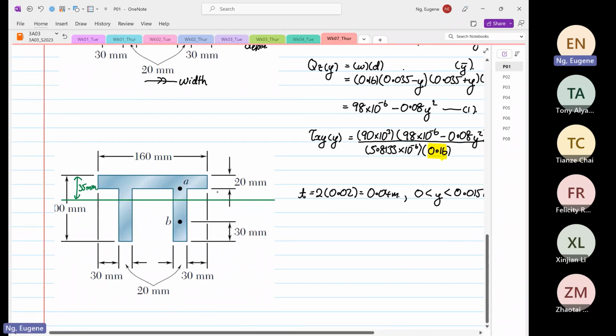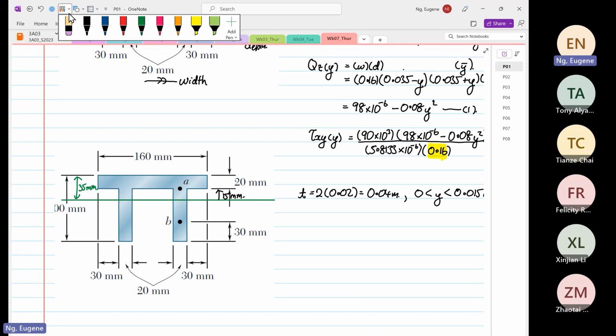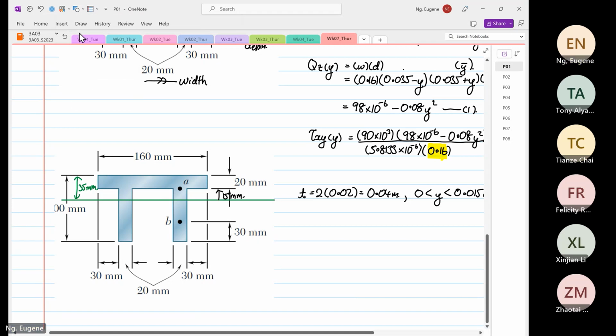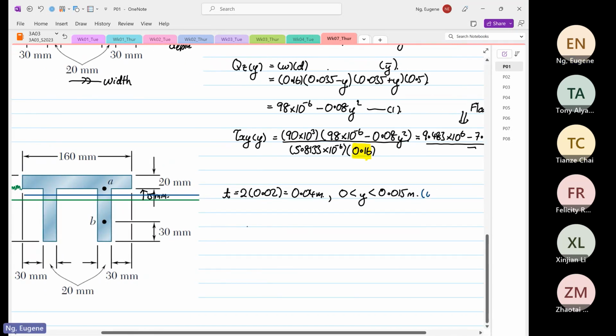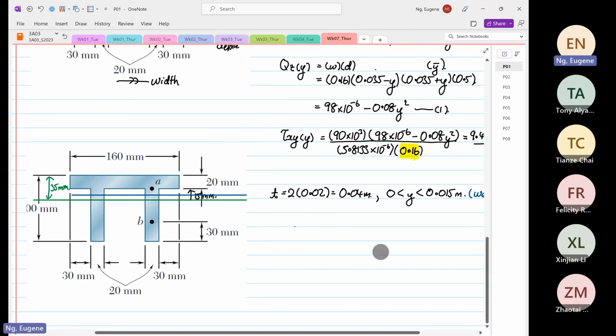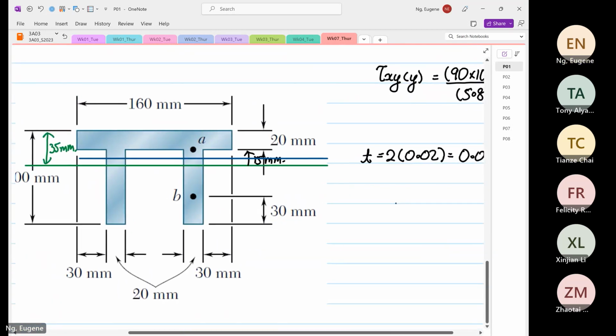So we know the distance from here to here now. This we know is 15 millimeters. So the next set of equations that we're going to do, the variable, or the slider, will be in the web section. Okay, so I put down here web section. This is where our y will stop.